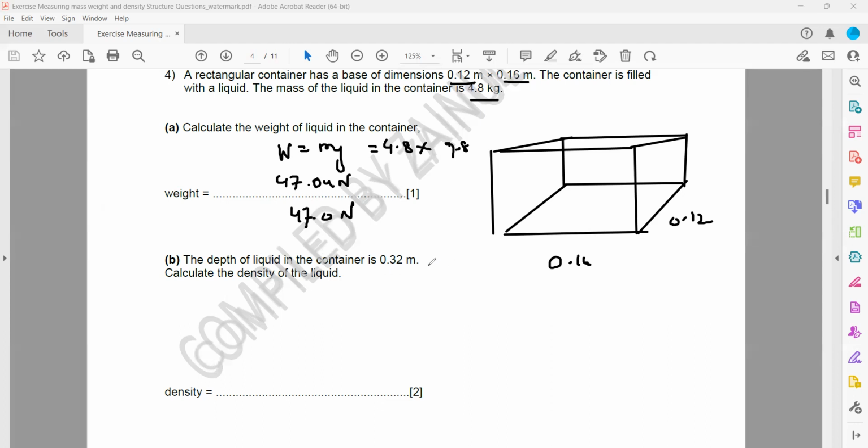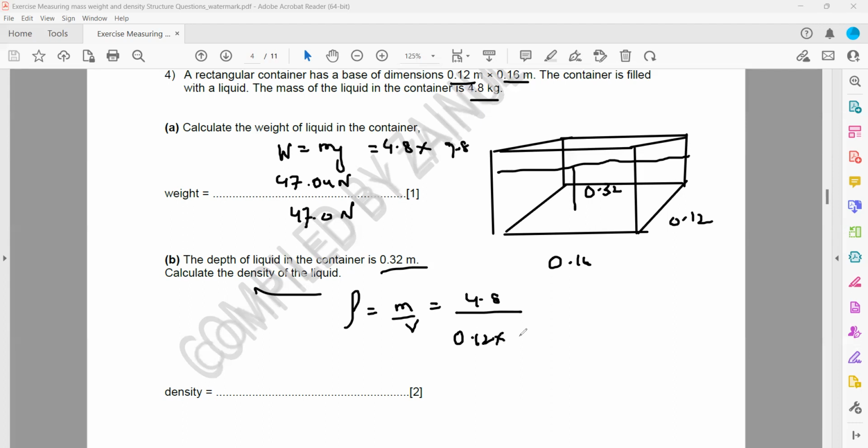The depth of the liquid is 0.32. So it is filled with a liquid with a depth of 0.32. We need the density. So how to get the density? Density is mass over volume. The mass of the liquid was 4.8 and the volume, because it's a rectangular shape, is length, width and height. So 0.12 times 0.16 times 0.32. We multiply all of them. So it will be 781 kilogram per meter cubed, because the mass was in kilogram and the length, width and height were in meters.